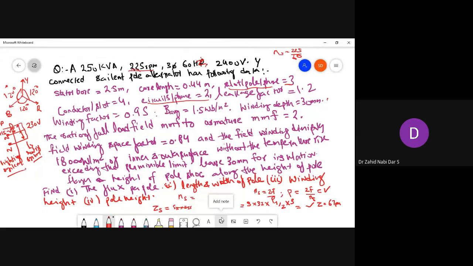Once you get the value of flux, I'll be doing this problem. Note down this problem. Have you noted it in your notebook? Then I'll be doing it.